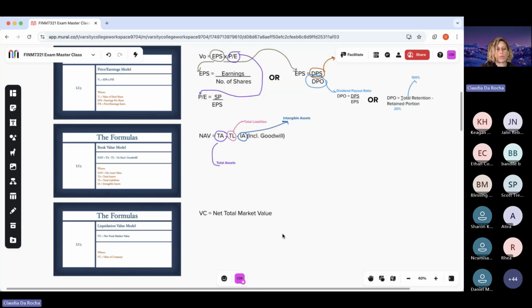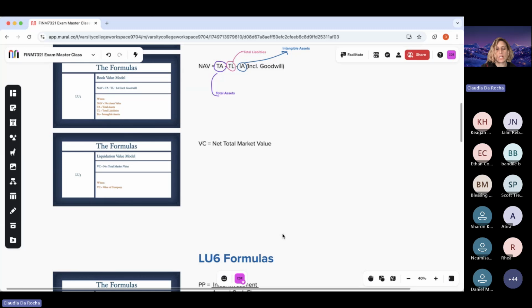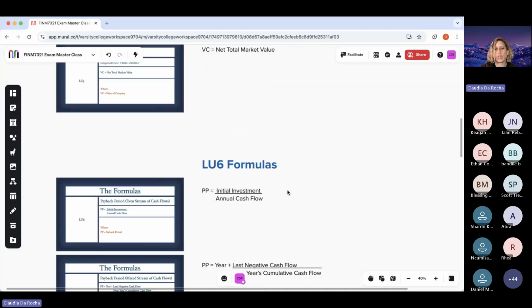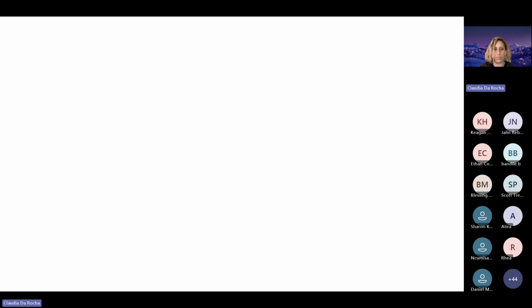All right, and then the last one for learning unit 5 is your liquidation value model, where we're looking at the value of the company and your net total market value. All right, any questions on learning unit 5 before I unpack learning unit 6 formulas with you?